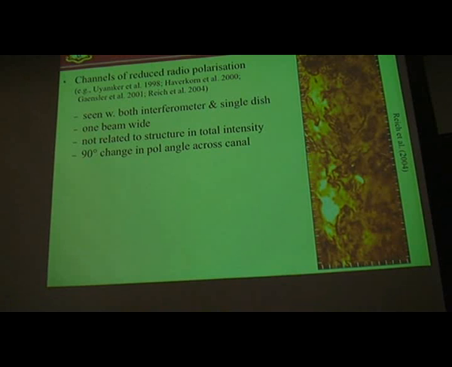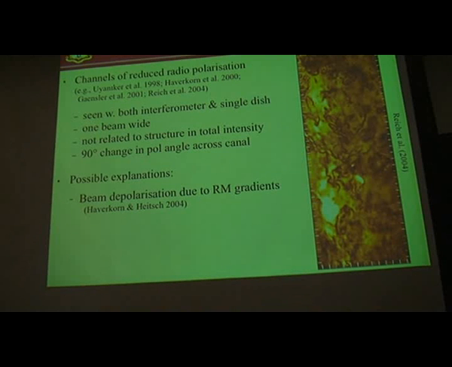Well, there are various ideas that have been put forward. Haverkorn and Heitsch, and other papers by Haverkorn, have argued that canals are due to beam depolarization. That is, there is a small region where the angles change abruptly, and so when you average that over the resolution element, you get cancellation. And they argue that this beam depolarization is due to a rotation measure gradient across the sky. If you have a rotation measure gradient, then there are going to be particular values of the gradient that at a given observing frequency will correspond to a 90-degree shift, and that will produce contour lines corresponding to that particular rotation measure gradient.